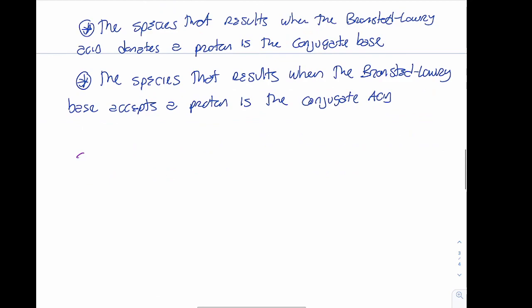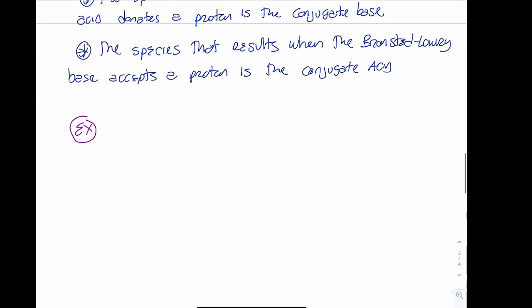A couple more examples for us. And I'm going to do this one a little bit differently. I'm going to tell us which is the acid and which is the base, and then we're going to write the products together, or you're going to write the products. So I'm going to start out with CH3CO2H, and we're going to react it with water.